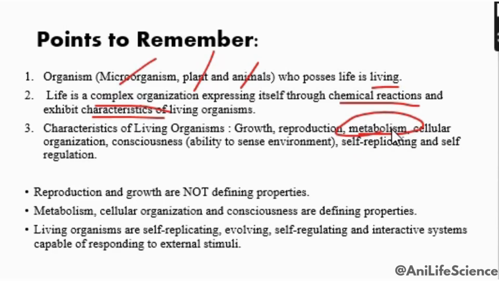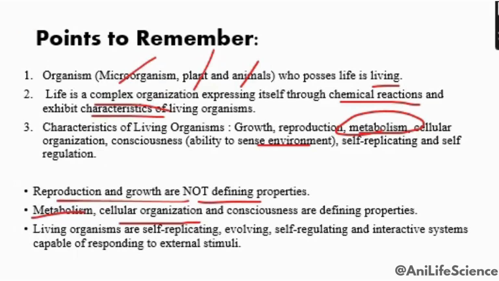Metabolism means chemical activities inside their body, then being made of cells and being able to sense their surroundings. Living organisms can replicate themselves, evolve, regulate their own systems, and respond to changes in the environment. However, it's important to note that while growth and reproduction are characteristics of life, they are not defining ones. The key features that truly define life are metabolism and cellular organization.